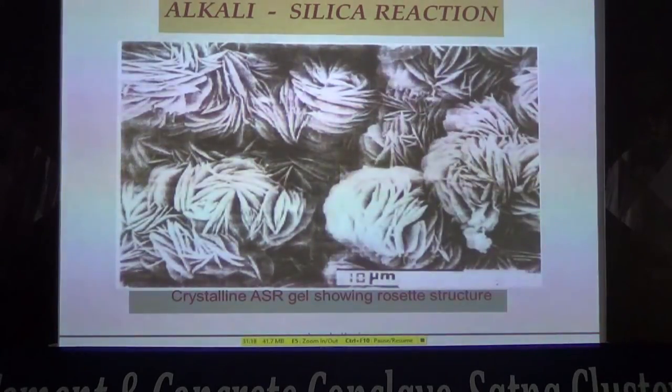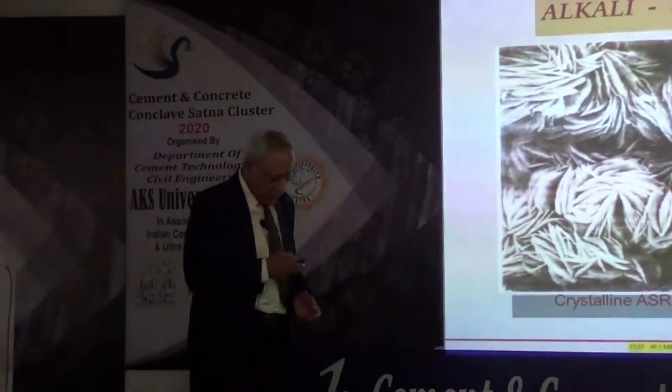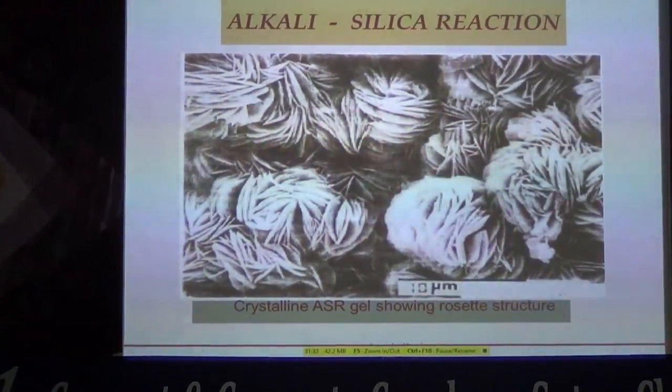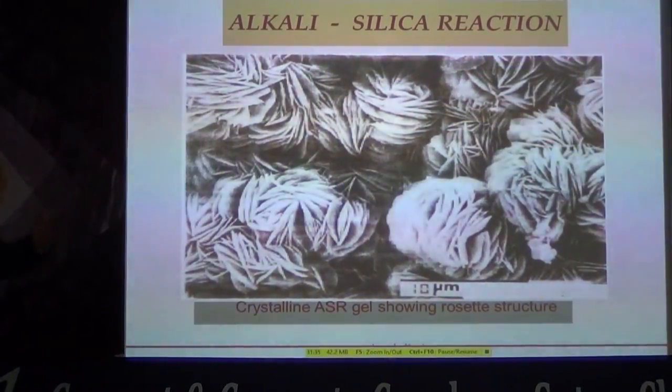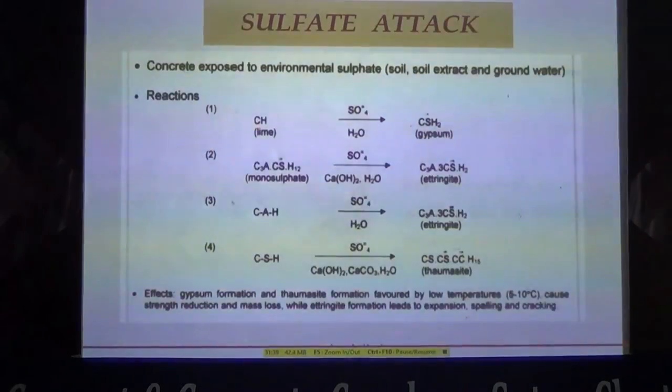And that's an amorphous gel, but the system can also generate crystalline gels. And if you have crystalline gels, you get a rosette-like structure in the alkali silica reaction, with expansion of the concrete and damage to your concrete.